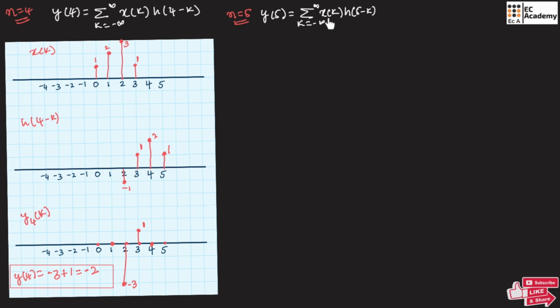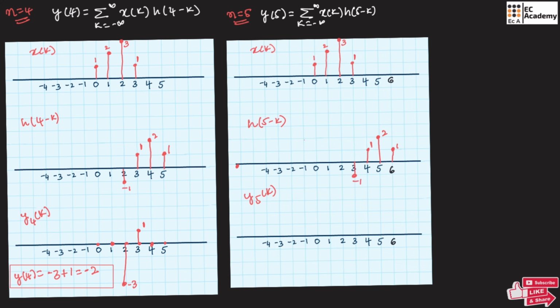It should be multiplied with x of k to obtain y of 5. Now this is the sequence h of minus k shifted towards the right side by 5 divisions, and this is the sequence x of k. If we multiply these two sequences, for 0, 1 and 2 we will get 0. At 3 we will get minus 1. For 4, 5 and 6 we will get 0. So y of 5 will be equal to minus 1.